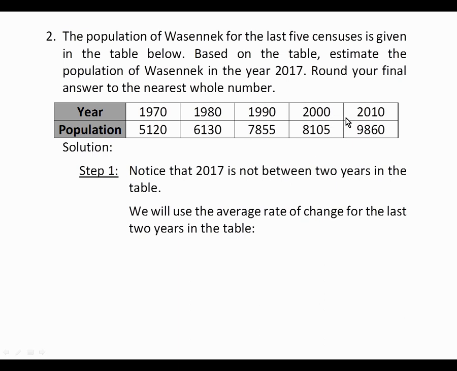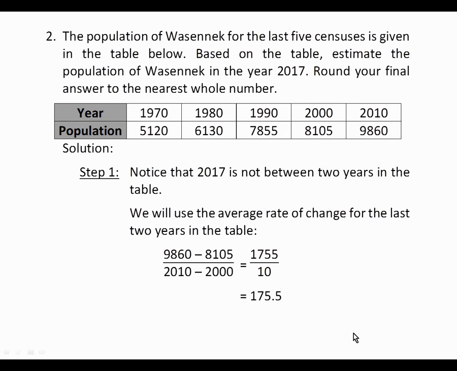So we're going to find the average rate of change between the years 2000 and 2010. So we're looking at 9,860 minus 8,105, right? Over 2010 minus 2000. Okay, my denominator is 10. So I got 1755 divided by 10, which is 175.5. Whenever we're supposed to round something, you save your rounding until the very end. I'm going to save my rounding to the very end in case I have to add some other decimals to it. So the result of step 1 is 175.5.